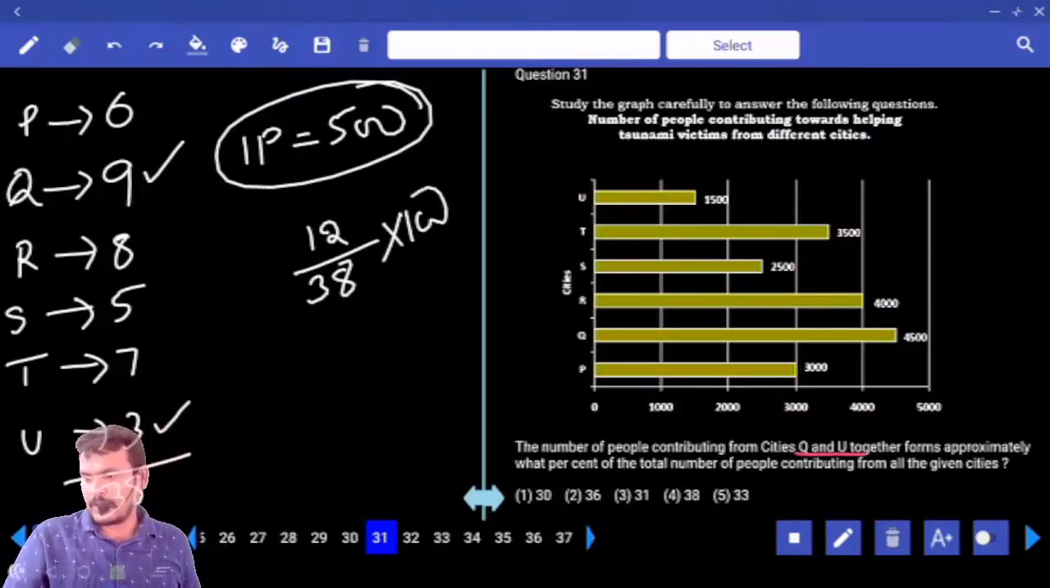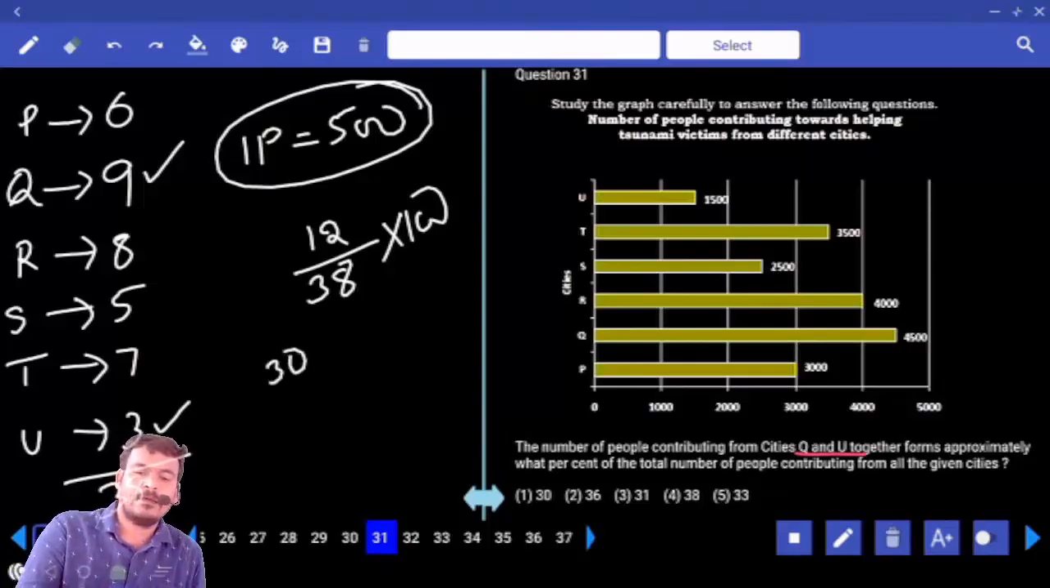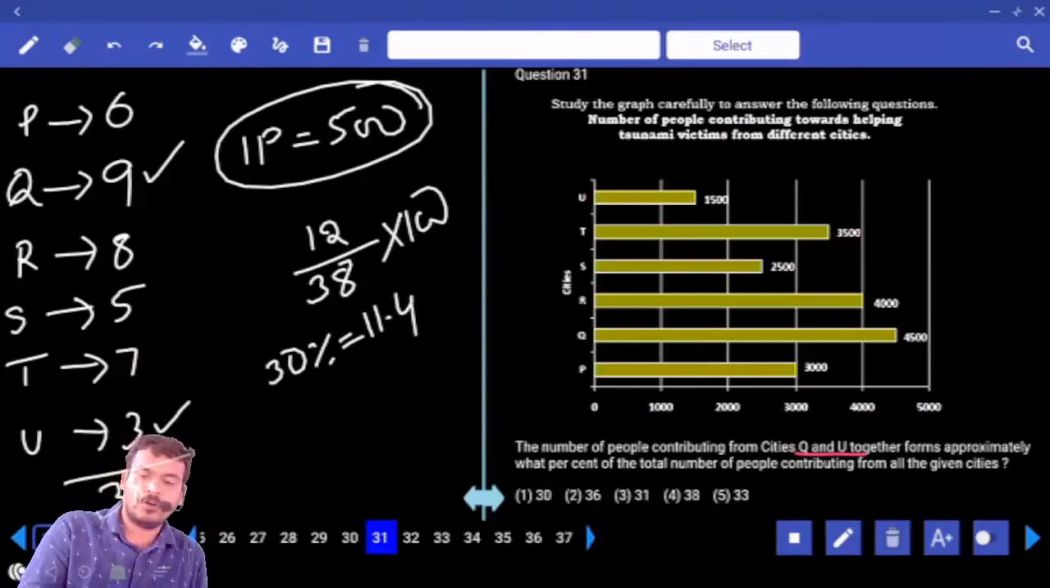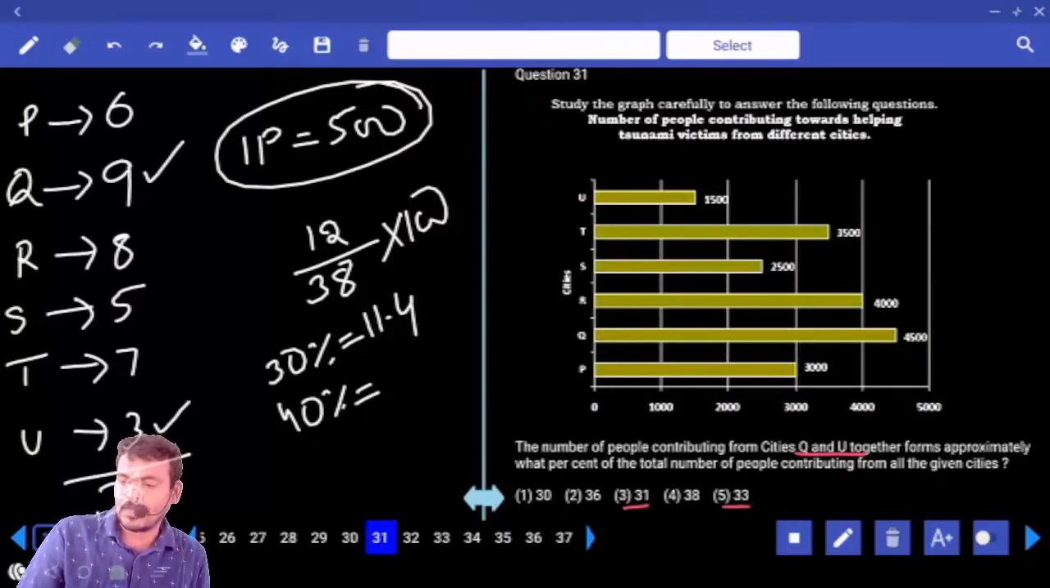We require approximate percentage or exact percentage? Approximate. What is the 10% of 38? 3.8. What is the 30% value? 11.4. Then 40% value? The answer must be more than 30, but nearby 30%. Which option? Third option or fifth option?